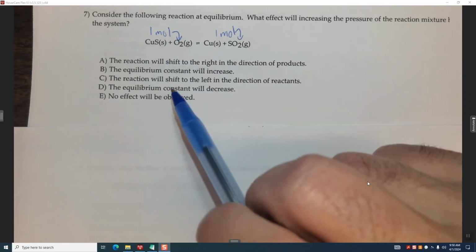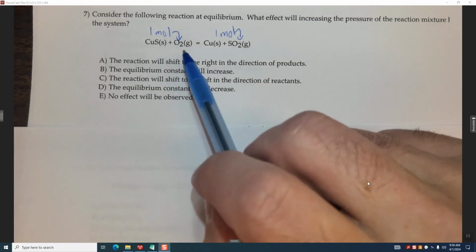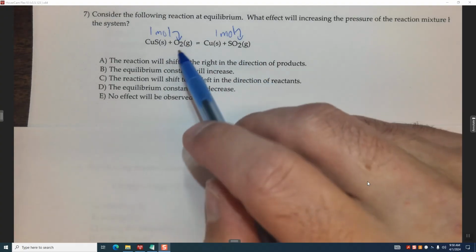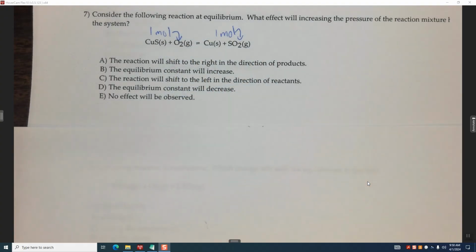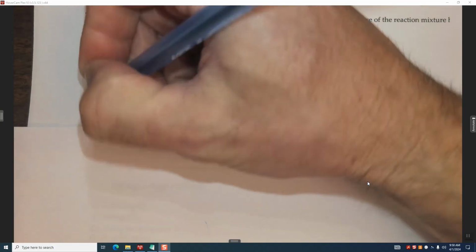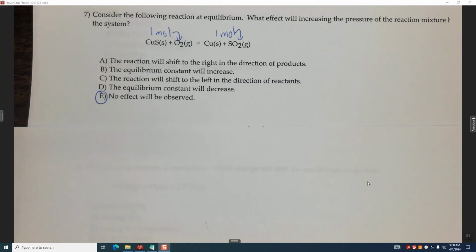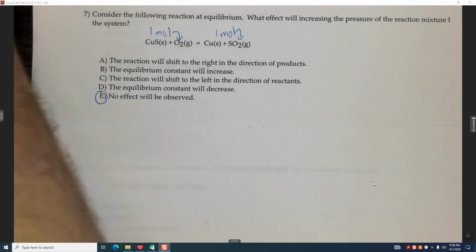So basically, if you increase the pressure, no effect will be observed. Why? Because it has no way to get rid of moles of gas. If it had a way to get rid of moles of gas, when you increase the pressure, it would do that. But because both sides have 1 mole of gas, no effect will be observed in the reaction here because there's 1 mole of gas on both sides.